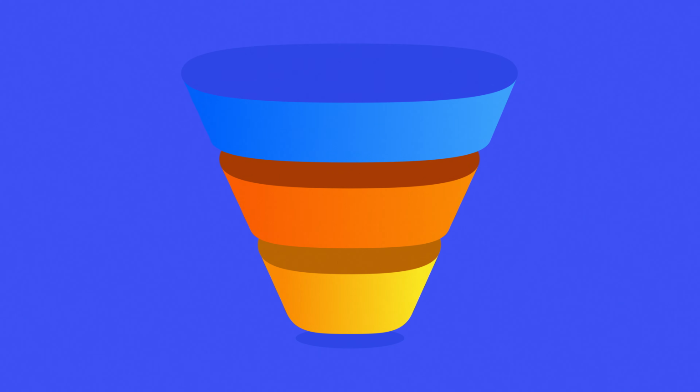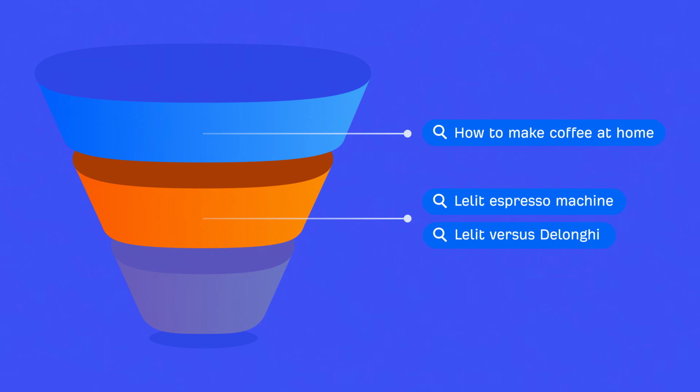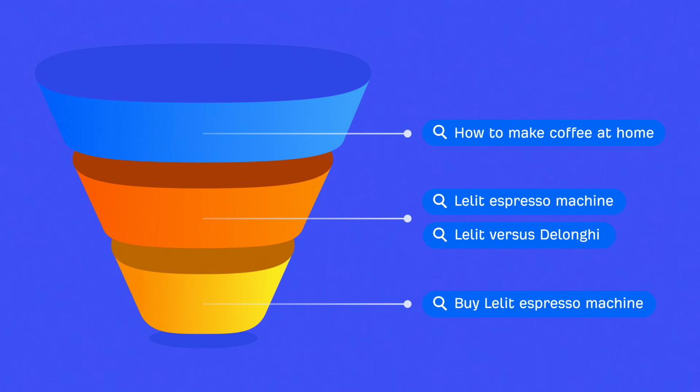So, in our case, you might be at the top of the funnel searching for informational keywords like how to make coffee at home. Then, as you advance further down the buyer journey, you might switch to commercial keywords like L'Elite espresso machine or L'Elite versus DeLonghi, because you heard about these brands in an ad. Finally, when you're ready to buy, you might type in a transactional keyword like buy L'Elite espresso machine.